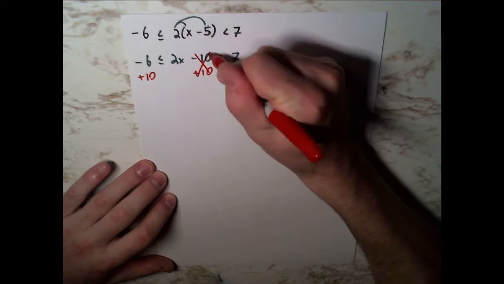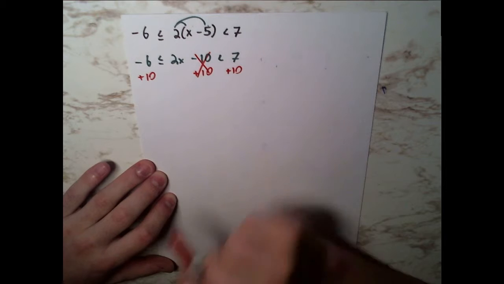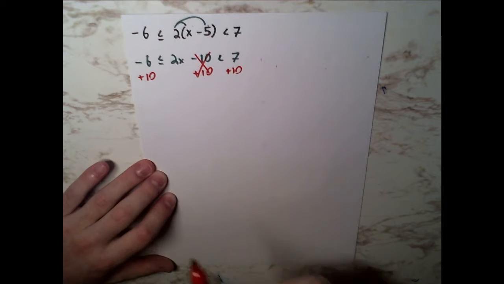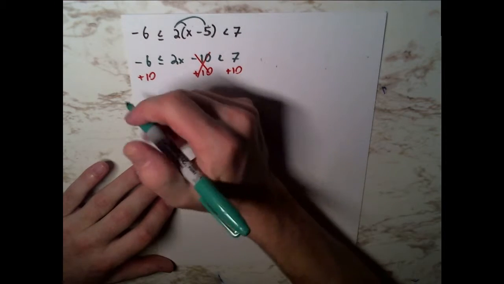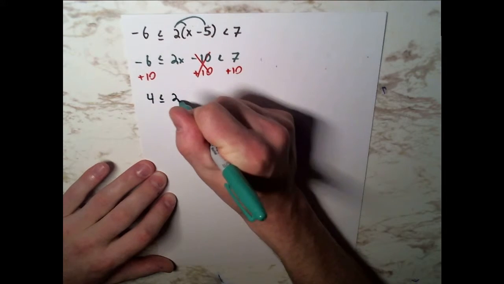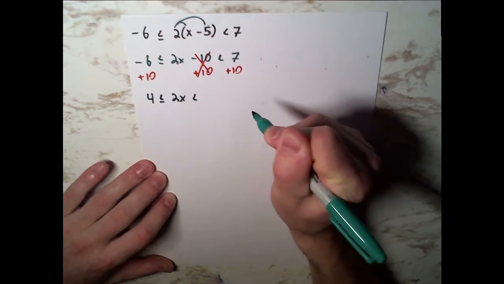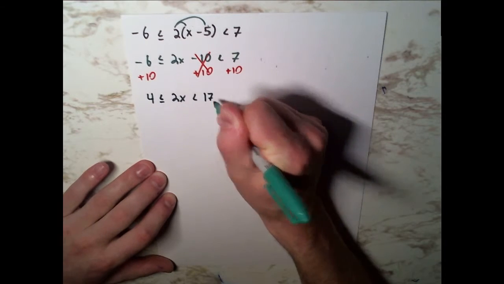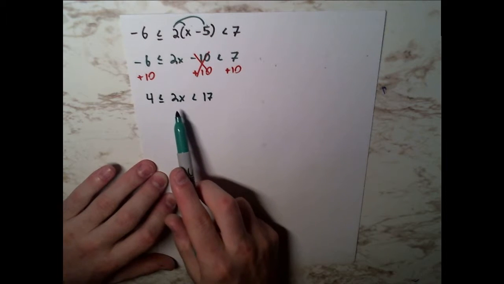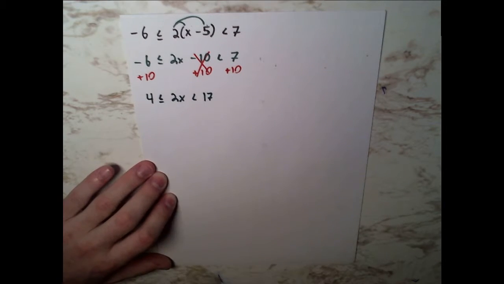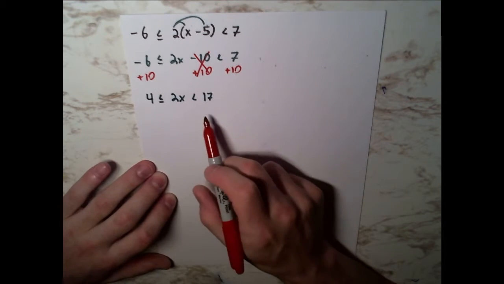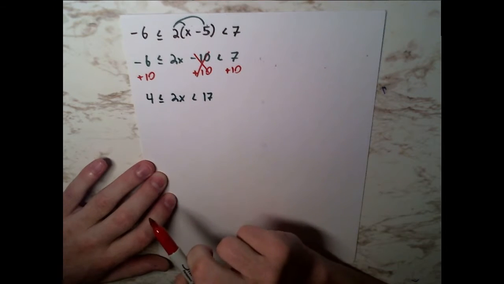So they're going to cancel out here, and we're going to be left with 17 over here, and we're going to be left with a positive 4 over here. So we're going to have positive 4 is less than or equal to 2x less than 17. And then again, if we want to get x all by itself, we have to divide by 2. And since we have two inequality signs here, we just have to do it to each side of the equation.